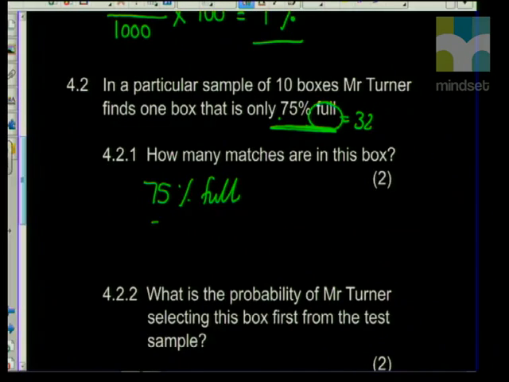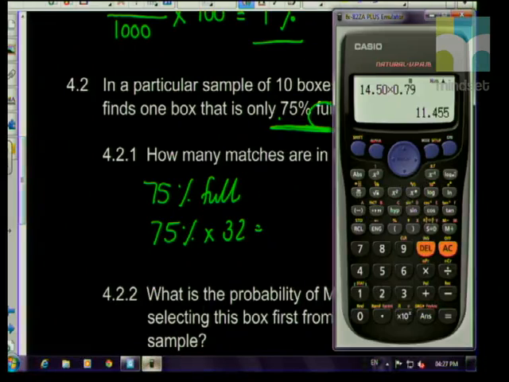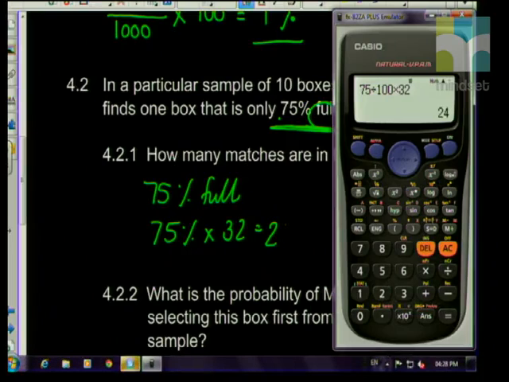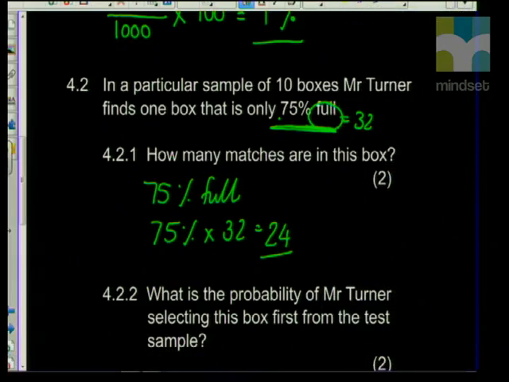So I need to now work this out. So I'm going to say 75% of 32. So that's of is times 32. And if we do this on my calculator, it's going to be 75%, remember, is divided by 100, if I don't have a percent button, and then times it by 32. And that should give me an answer of 24. Have I answered the question? How many matches are in this box? Yes, 24 matches.